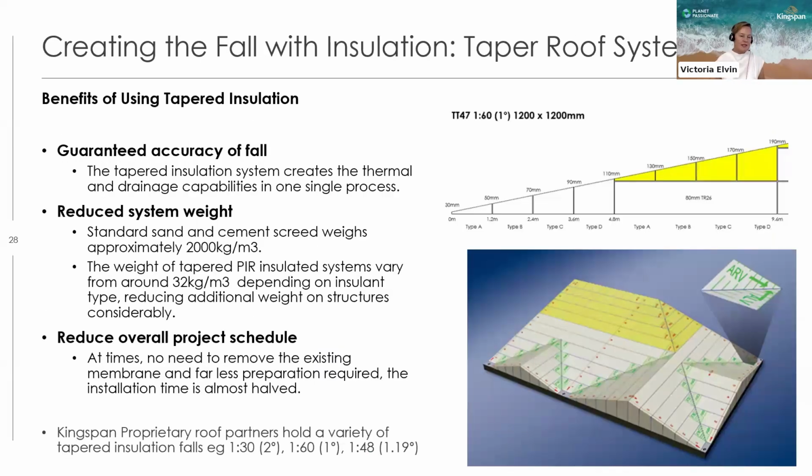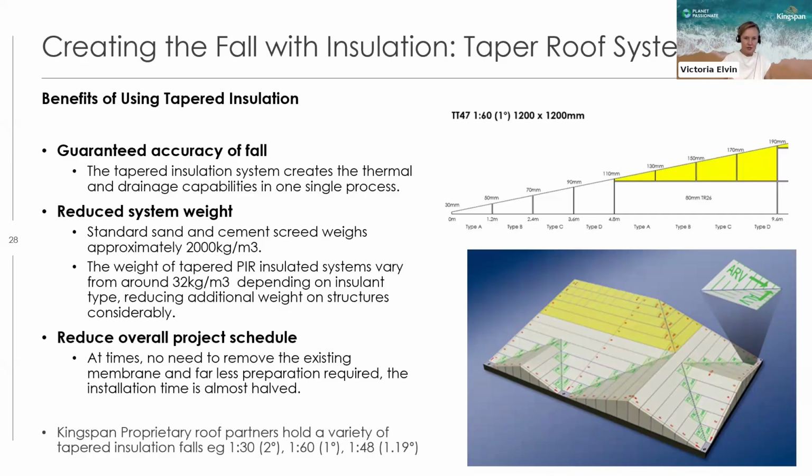We can also create the fall, the drainage in a system using tapered PIR. So we can start with simply either a system that does not have sufficient fall existing or a flat concrete, plywood or metal tray system and add the fall with a tapered PIR. It means that we've got very accurate fall. A screed system, which is the alternative, can be variable in terms of the accuracy of fall, but using a tapered insulation means that the fall is particular.